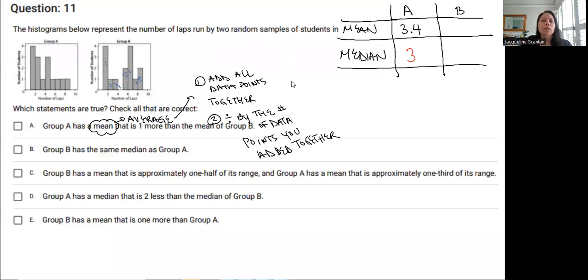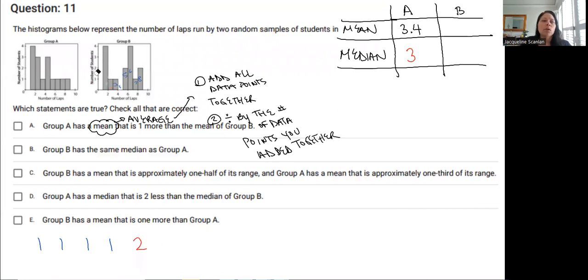All right, for group B, I have this bar again. Let's just remember what it represents. This bar right here represents 1 lap. And there are 4 people who swam 1 lap. So I'm going to write down the number 1 4 times. Okay, the next bar here represents swimming 2 laps, and 1 person swam 2 laps. So I write down the number 2 1 time.